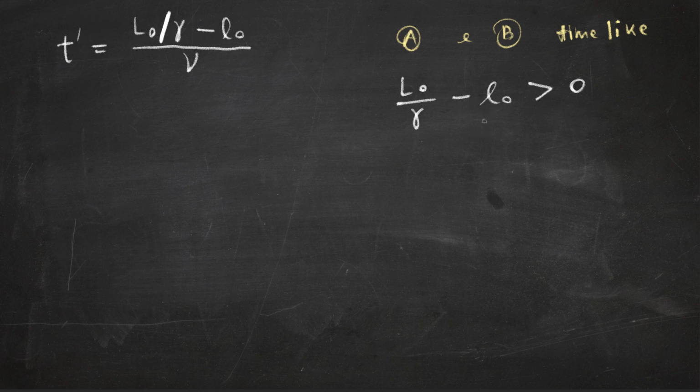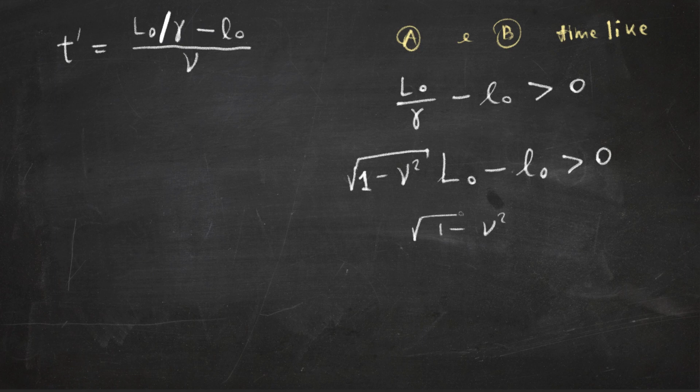So let's think about what that means. We can now write gamma in terms of V. That's the square root of 1 minus V squared, times the big L naught, and then minus the little L naught, and that's greater than 0. I want to write that in terms of V, so let's add and then divide. You get this funny square root of 1 minus V squared, and that would have to be greater than the little L naught divided by the big L naught.